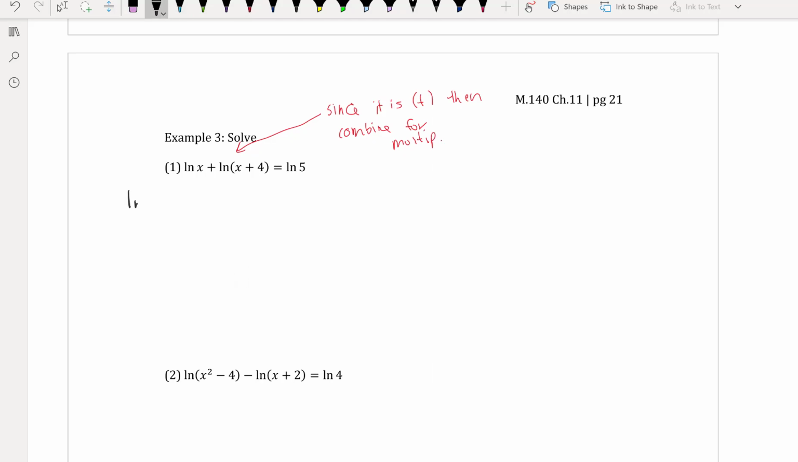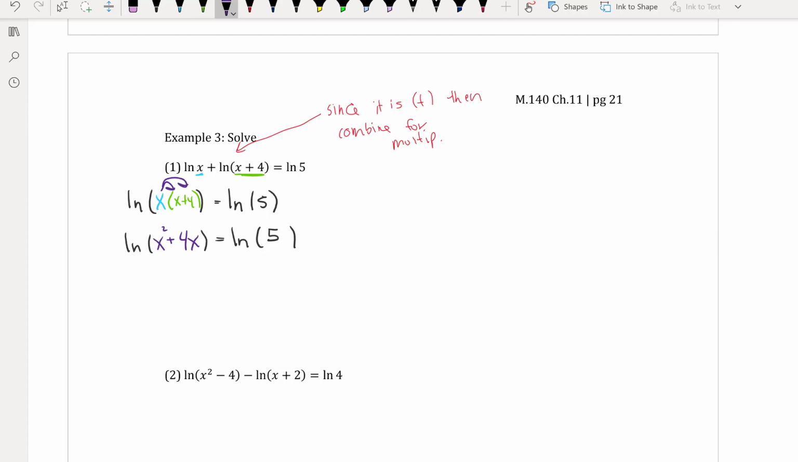So we're going to have this as ln, and of course it's equal to my ln of 5. So I have x, and I also have my x plus 4. So I'm just going to rewrite this. I have my ln equal to my ln of 5. So on the inside, I'm going to go ahead and just distribute that x. So x times x is x squared, and x times 4 is my 4x.